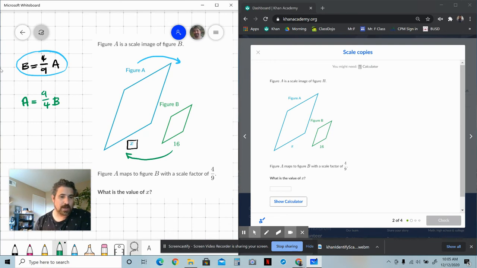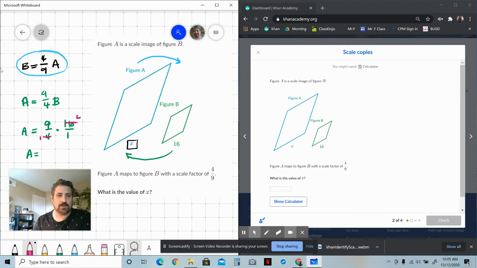So we know that A must be equal to 16 times 9/4. So 9/4 times 16. And then we just get the answer for the corresponding part on A. So let's do that. Cancel the 4 and the 16, 1 and 4. And then 9 times 4 is 36, okay? So that means A must be 36, okay?